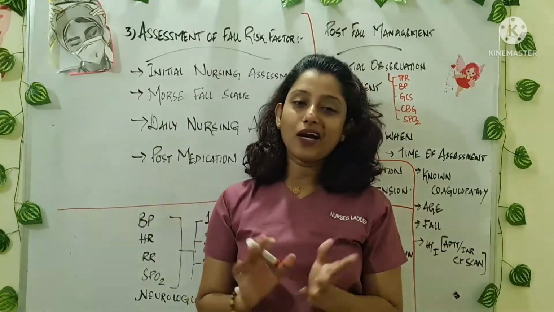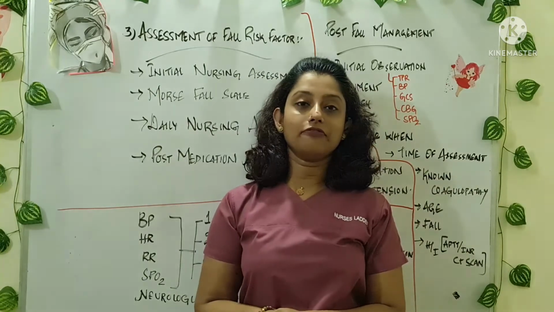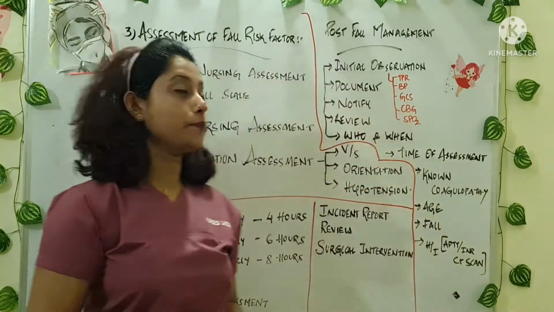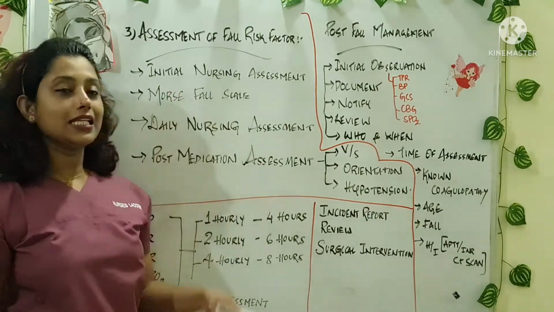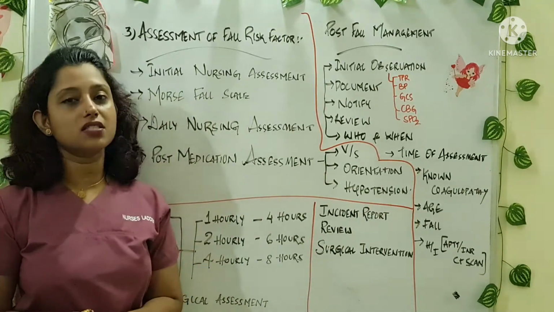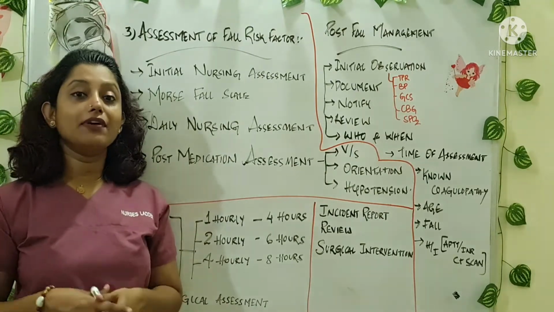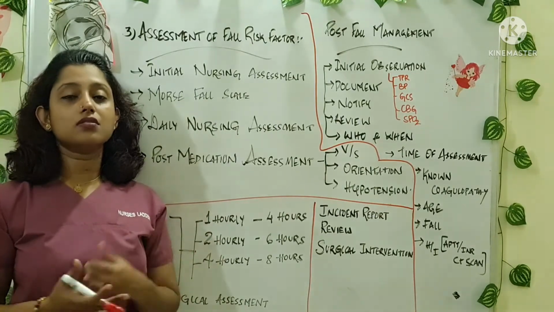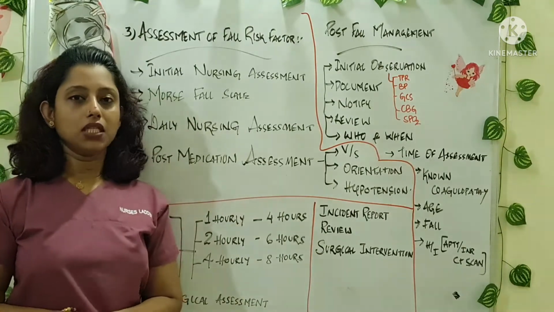Here comes the major part of management, the assessment and management of a patient fall. So let's see the assessment of risk factors for a patient fall. How can you assess a patient? It first starts with the initial nursing assessment. This initial nursing assessment usually happens in the emergency unit. As soon as the patient gets admitted, you're supposed to carry out an initial nursing assessment within the first 30 minutes.